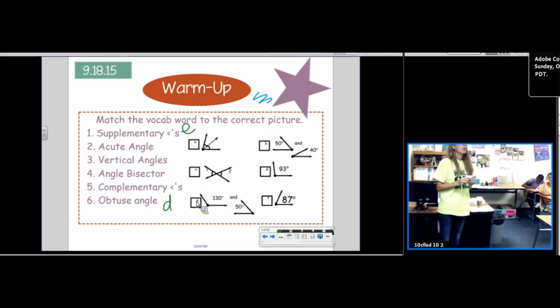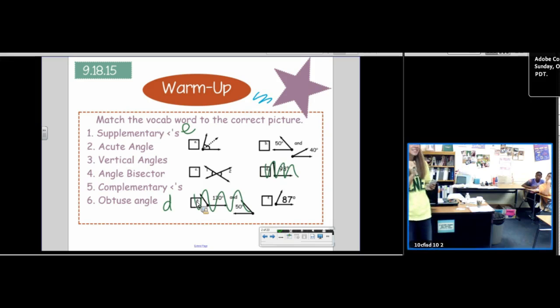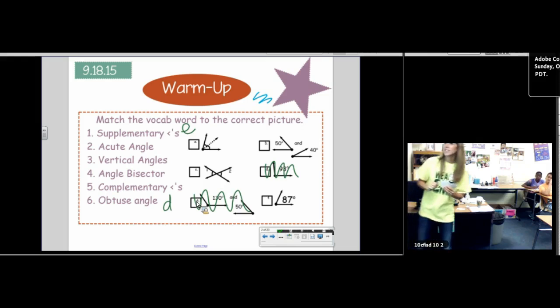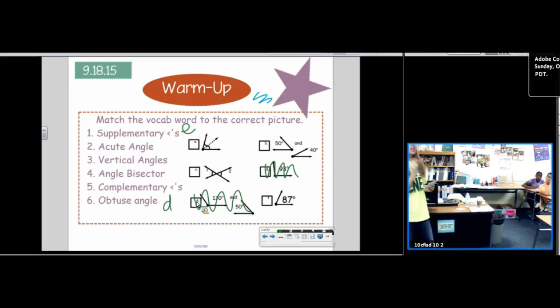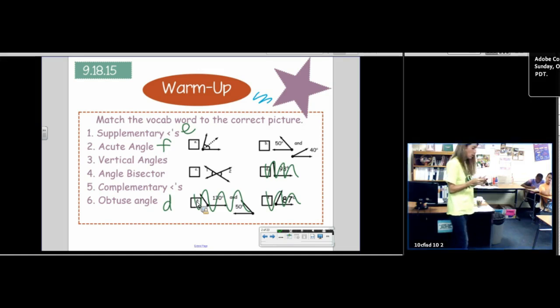Richard, acute angle. Which one's acute? Here, I'll cross out the ones we've used. Which one's acute? B, that's 2 angles. I want an acute angle. F is the answer. F is less than 90, so it's an acute angle.